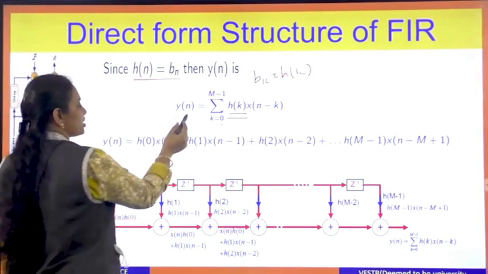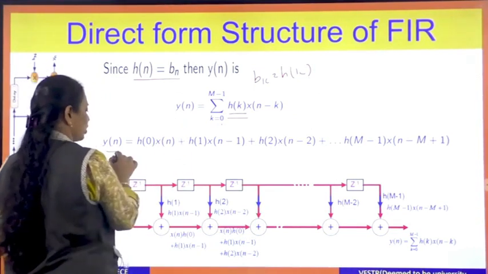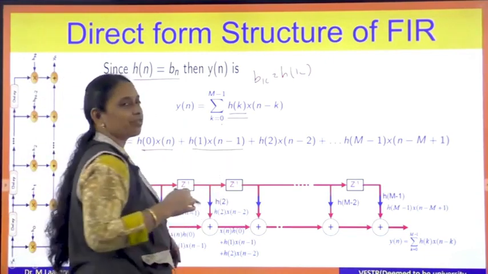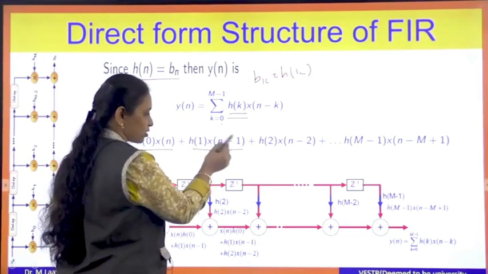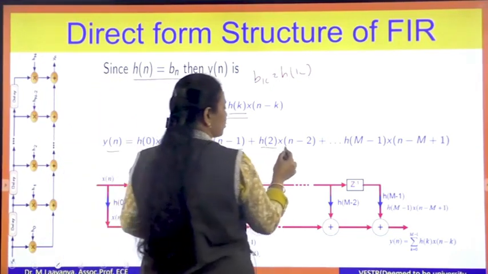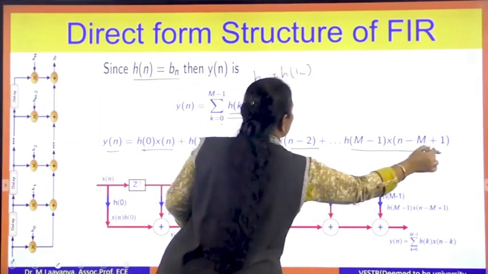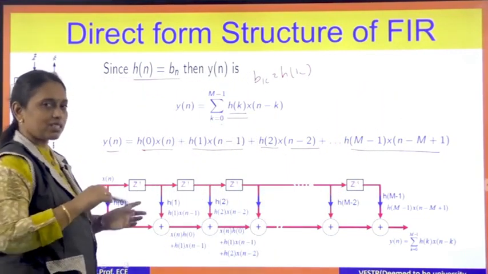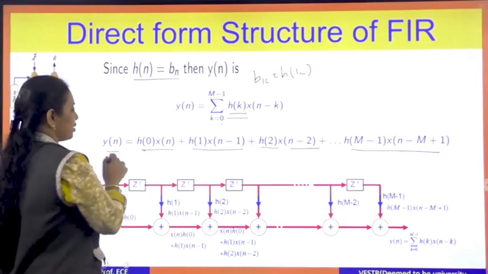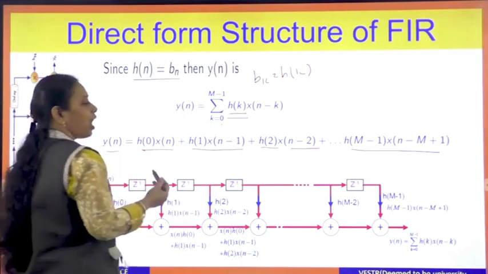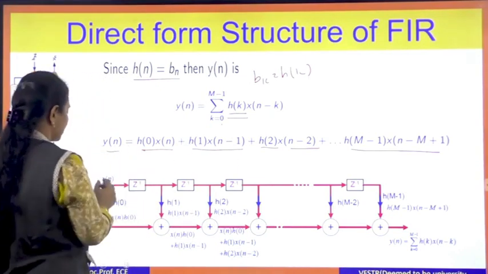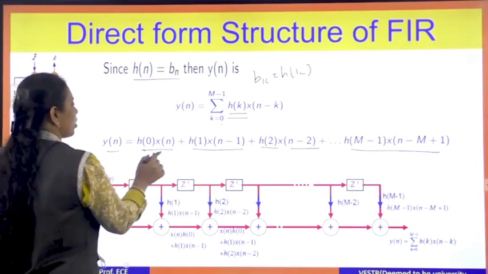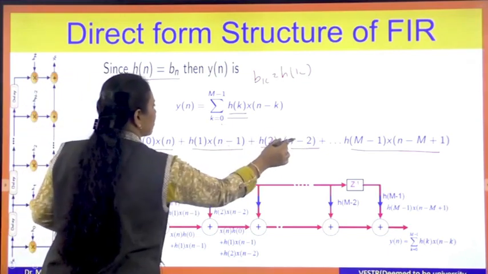Now if you expand this equation, I will have y of n equal to h of 0 x of n plus h of 1 x of n minus 1 plus h of 2 x of n minus 2 etc. up to h of m minus 1 x of n minus m plus 1. And if I want to realize this equation, how do I realize it in general? See here, x of n is my input. I need x of n minus 1, n minus 2, etc.